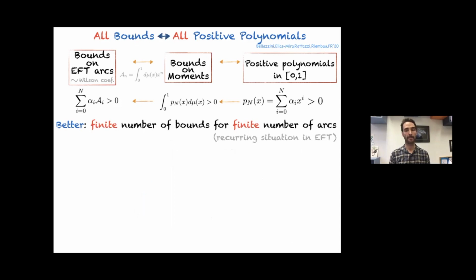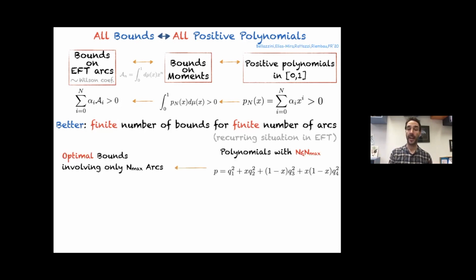Now, typically when we deal with effective field theories, we are interested in a finite number of Wilson coefficients, in a finite number of powers of the energy. This is because effective field theories are intrinsically thought to be truncated at some order just for phenomenological application. So it's a bit inconvenient to have bounds which typically involve infinitely many arcs, that we need infinitely many bounds in order to say something about a finite number of arcs. It would be better to have a finite number of constraints for a finite number of arcs, of Wilson coefficients. And I'm sure many of you have guessed what the answer is.